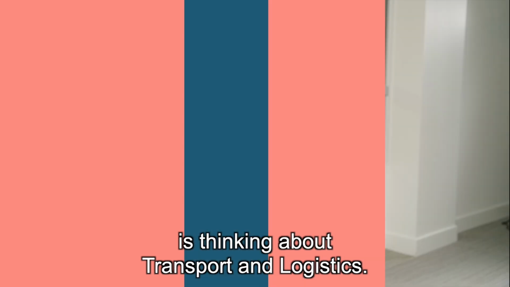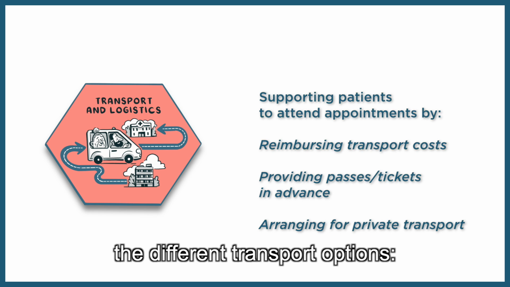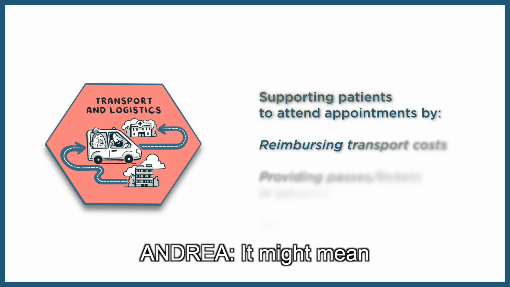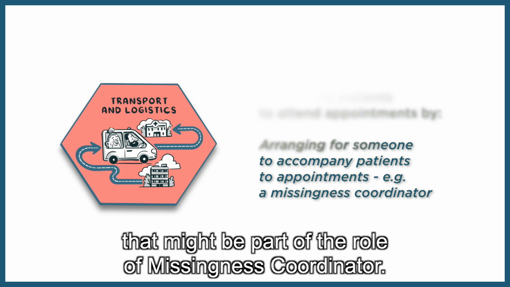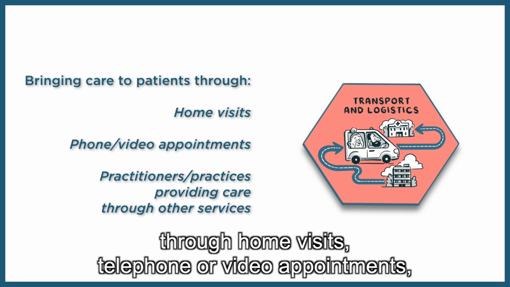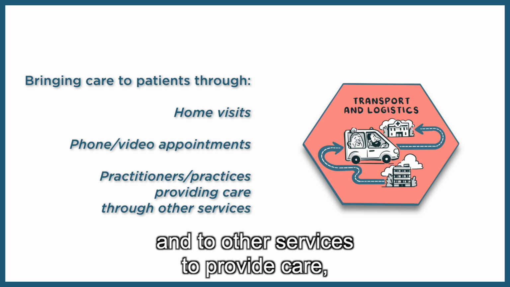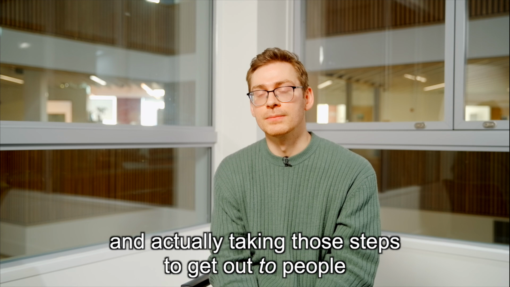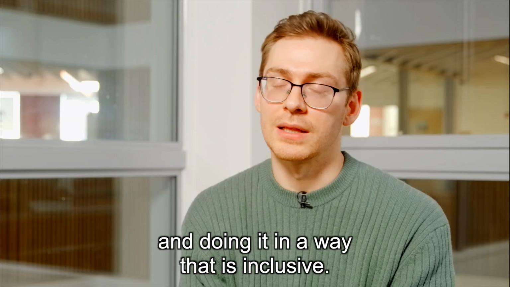Another big factor is thinking about transport and logistics. Our stakeholder group talked a lot about the different transport options that are available. That might be reimbursing bus tickets, providing bus passes or train passes. It might even mean that they need somebody to accompany them to appointments, so that might be part of the role where the missingness coordinator would come in. It might mean reducing the need to travel completely through home visits, telephone appointments, video appointments, practices and practitioners going out into the world, into other services to provide care, and actually taking those steps to get out to people rather than asking people to come in. Or if you are asking them to come in, making sure that their needs are addressed and doing it in a way that's very inclusive.